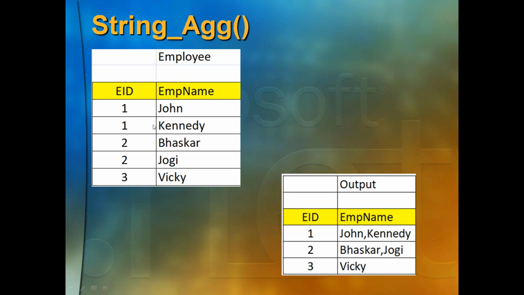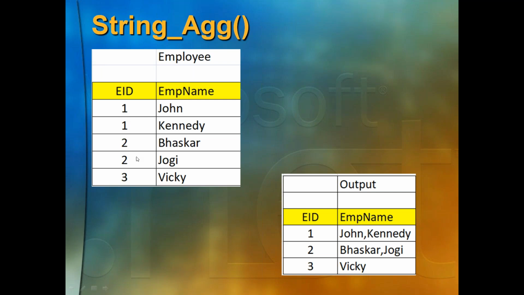If you see carefully, I have one table, where I have one John and one Kennedy. There is no primary key on this, and two Bhaskar and two Jogi and three Wiki. This is the data I have in SQL Server, but the output I need is like this. John Kennedy: when the employee number is the same, I wanted to have the record John, comma Kennedy. I wanted to display the data like this.